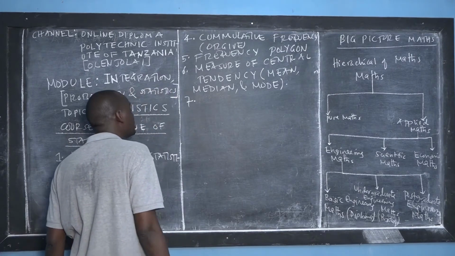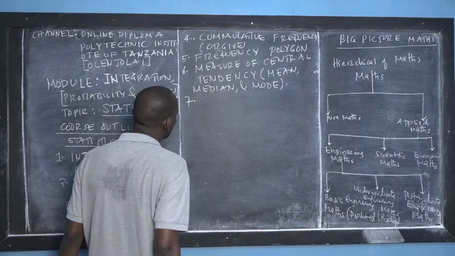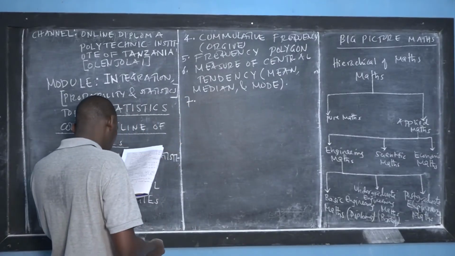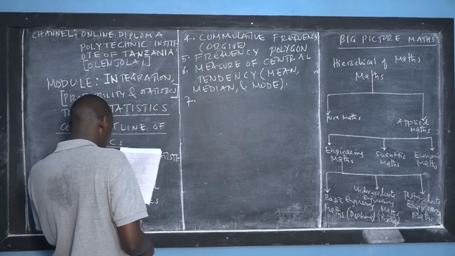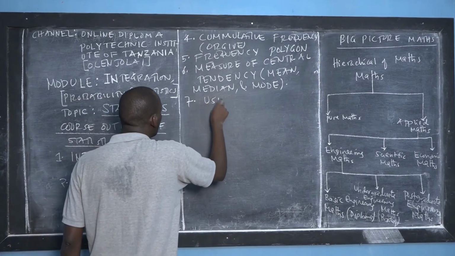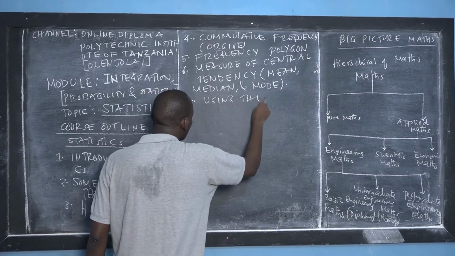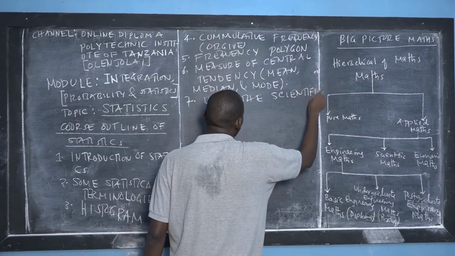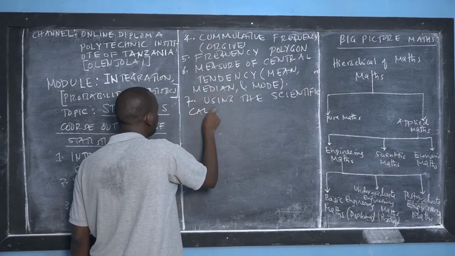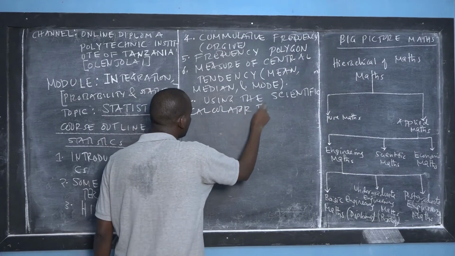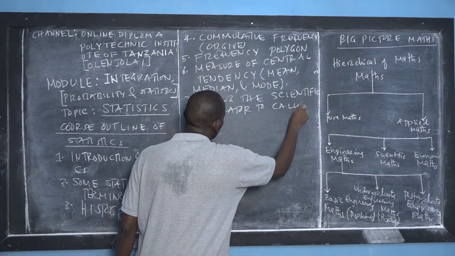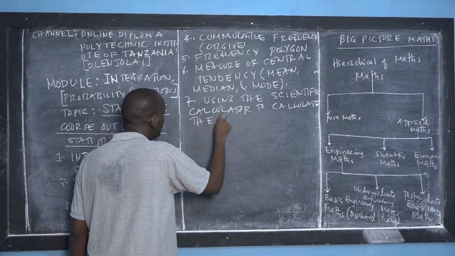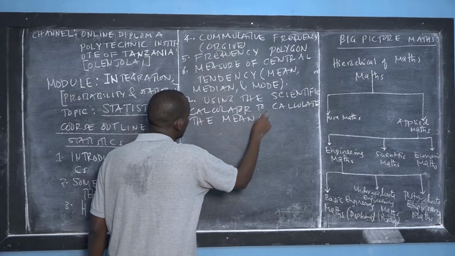In your O-level studies, whether in geography or mathematics, I know that during your Form 2 and Form 3 we learned the topic called statistics, but we want to take it further. And then I'll be teaching you again how to use the scientific calculator to calculate the mean of the data.